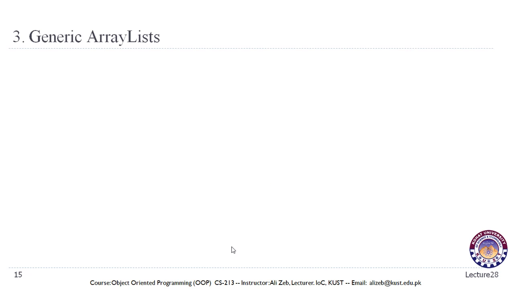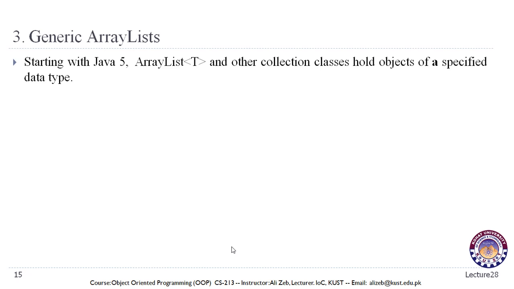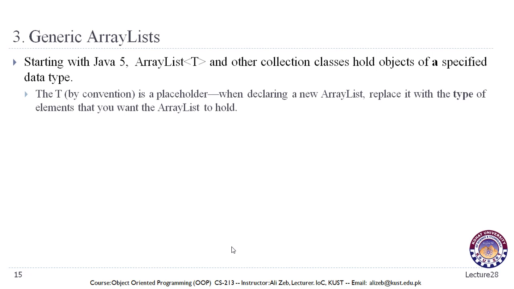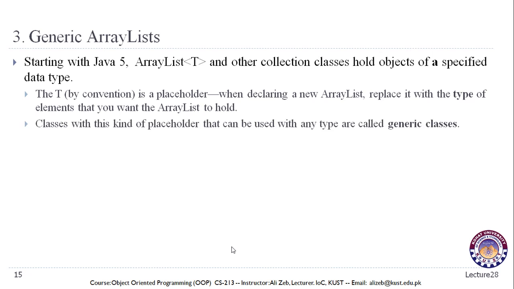Now we will discuss a generic array list. Starting with Java 5, ArrayList<T> and other collection classes hold objects of a specified data type. The T, by convention, is a placeholder. When declaring a new array list, replace it with the type of elements that you want the array list to hold. So you can declare a generic array list, and then we can add the type that we want to store in that element.